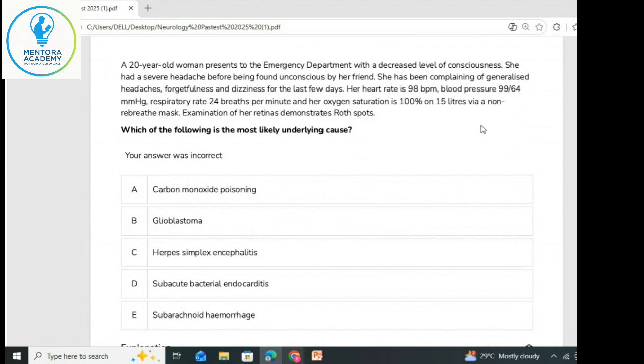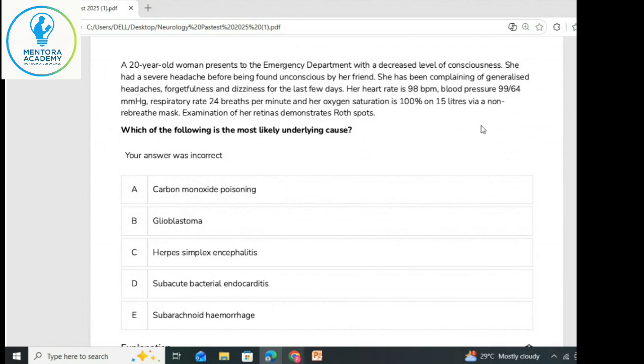A 20-year-old came to emergency department with decreased level of consciousness. She had a severe headache before being found unconscious by her friend. She has been complaining of generalized headaches, forgetfulness, and dizziness for the last few days.